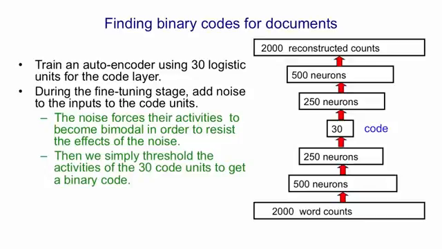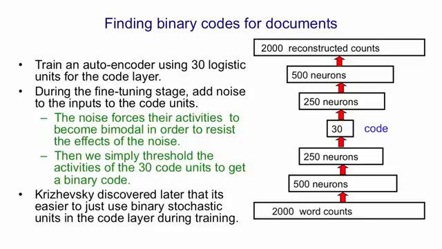So if we can train an autoencoder like this, we will be able to convert the counts for a bag of words into a small number of binary values. In other words, we'll have learned a set of binary features that are good for reconstructing the bag of words.